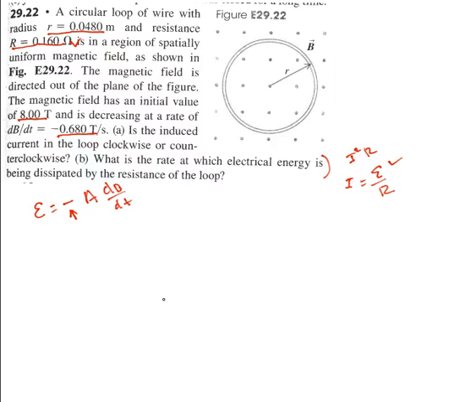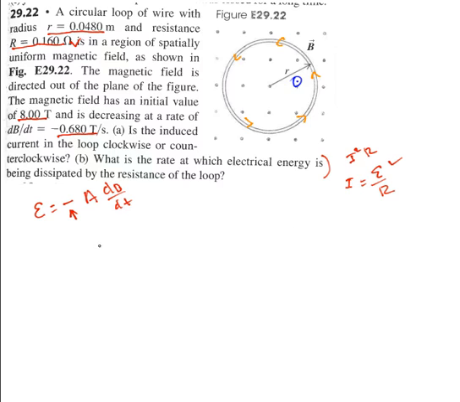So the magnetic field is pointing out of the page, and it is getting smaller. The induced current is not going to like it. It's going to want to fight the downward change by making its own magnetic field that is also out of the page. And it would do that by making a current that's going around like this. So that's the direction of the current flow.